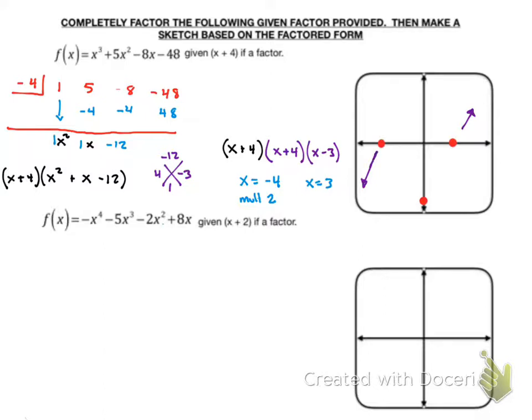So we're bouncing from x equals negative 4 because we have a multiplicity of 2. So we bounce, we go down to the y-intercept, and we go through x equals 3 because that doesn't have a multiplicity.